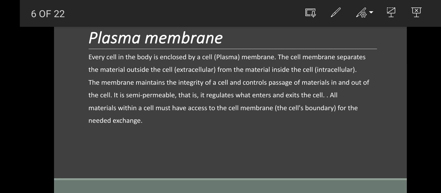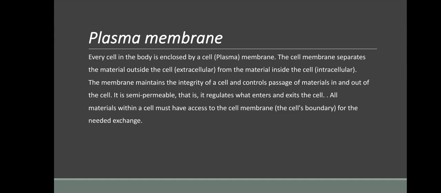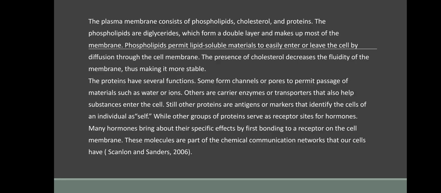All materials within a cell must have access to the cell membrane, the cell's boundary, for the needed exchange. So a plasma membrane is just a body enclosed by the cell. It's in charge of what enters and leaves the cell. For example, Zambia has a border post. It's in charge of what enters Zambia, what leaves Zambia, all illegal stuff. Same thing as the plasma membrane. It's like a border post around the country.